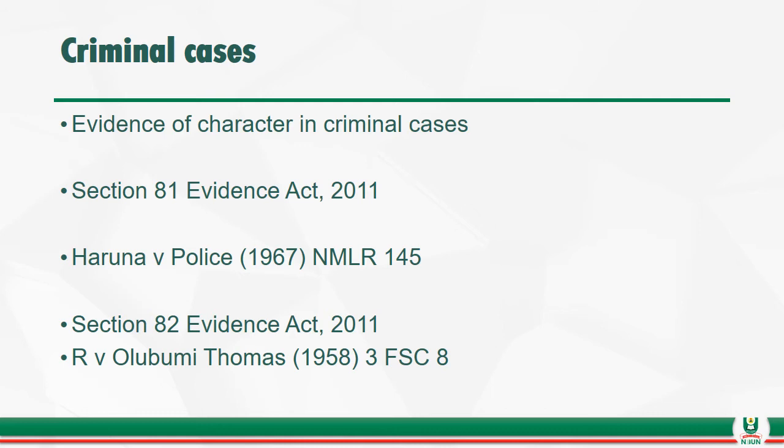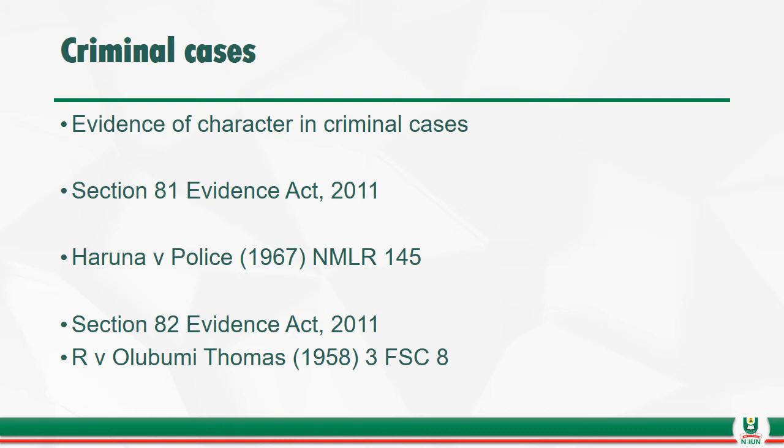So it simply means that where there's doubt as to whether an individual committed a crime or not, then the evidence of good character may be of help. But once it is shown that it is the accused person that committed the crime and the matter has been proved beyond reasonable doubt, then evidence of that person's good character may be of no consequence.